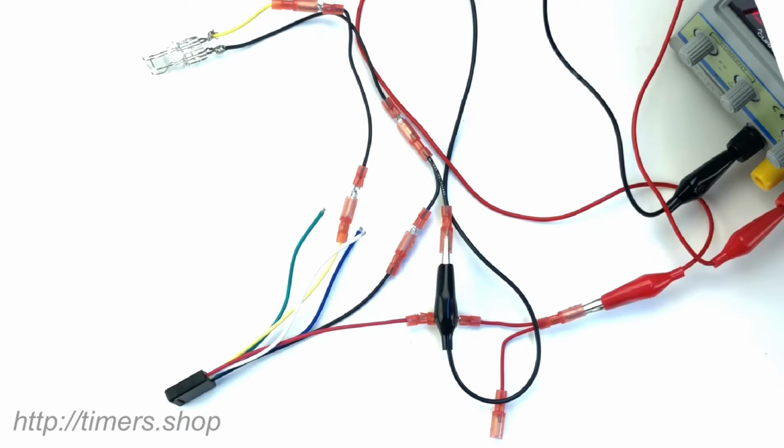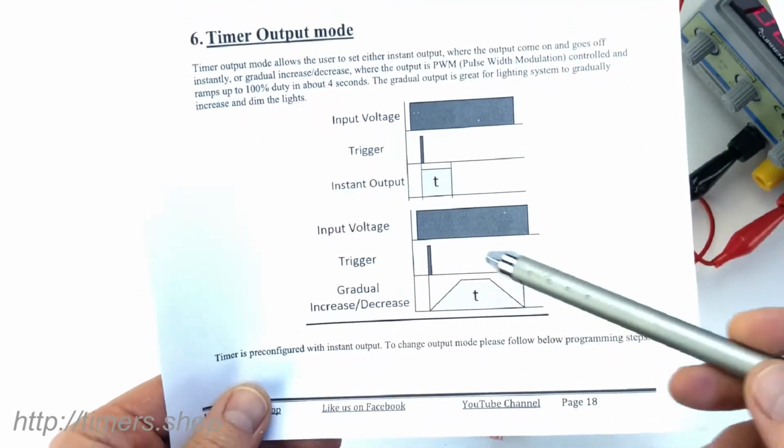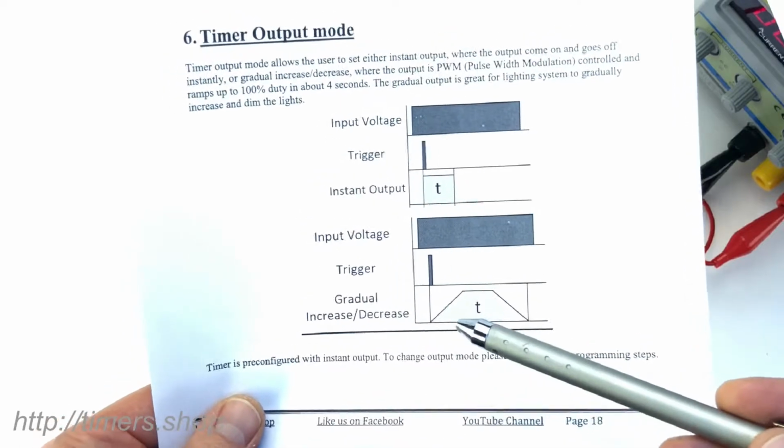Okay, hello. In this video, I would like to show you how to control the light with a timer. And by controlling the light, I don't mean just turning it off and on, but gradually increasing intensity and dimming the light. You can use it for, I don't know, car application, boat application, any application where, instead of just turning a light on and off, you want to gradually increase and decrease intensity and dim the light.